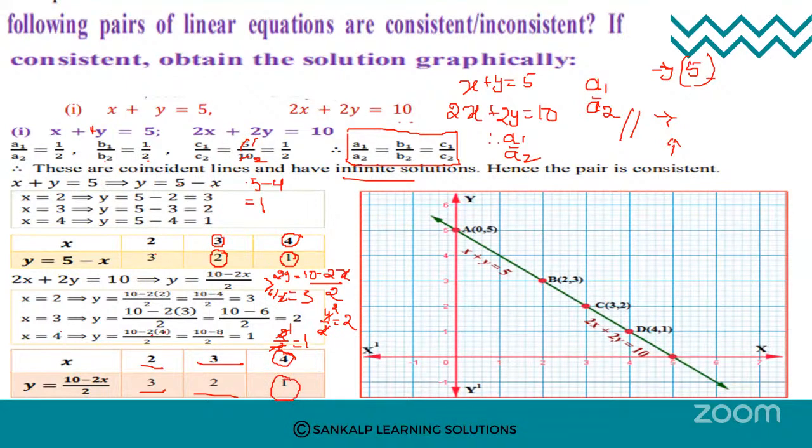Now observe carefully. From this table only we can say that these two are coincident. Why? Because in these tables x and y values are same.